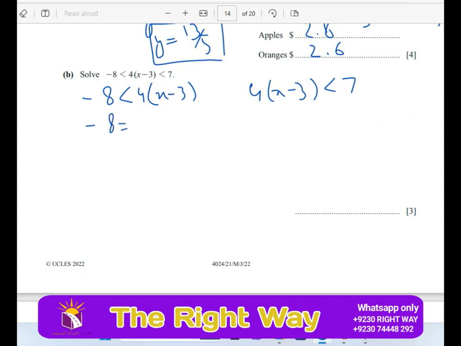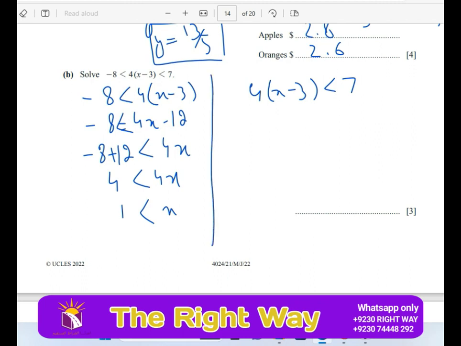So minus 8 is less than 4x minus 12. 4 times x is 4x, 4 times 3 is 12. Minus 12 will be plus 12 on the other side, so it is less than 4x, and 12 minus 8 will be 4 is less than 4x, and x is greater than 1, or 1 is less than x.